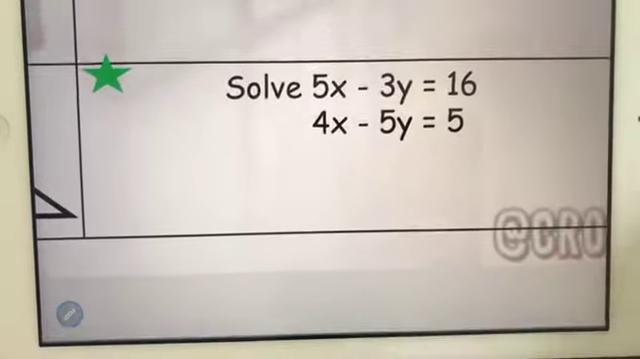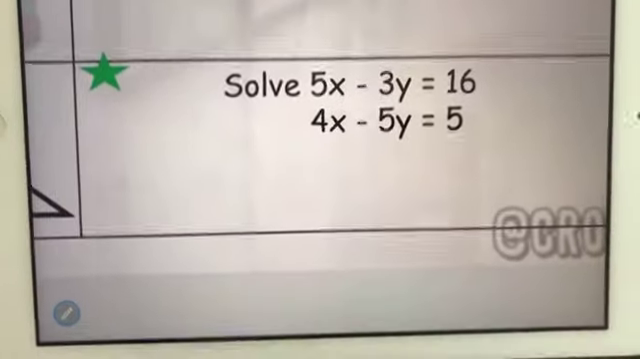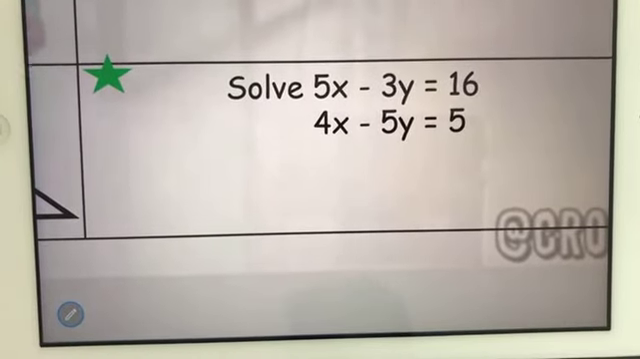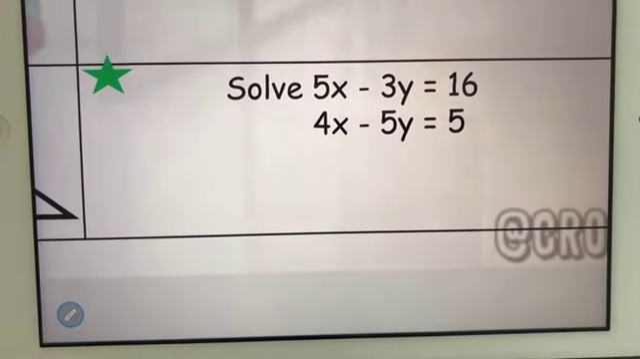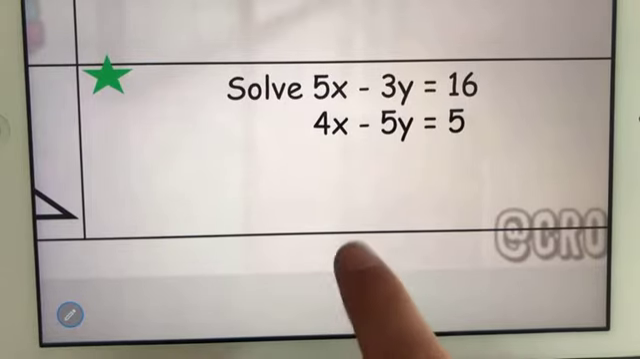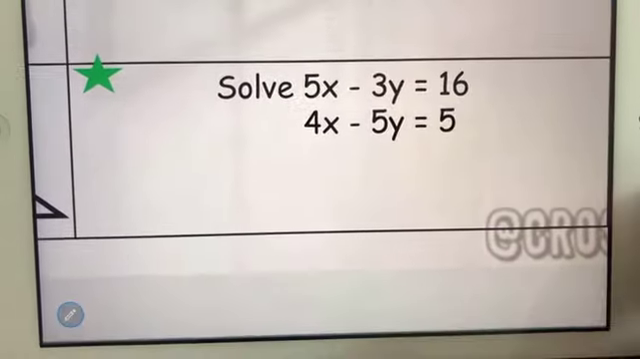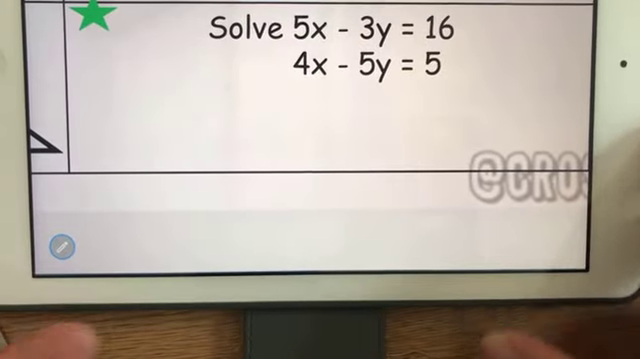Okay, I got 5x take away 3y equals 16, and 4x take away 5y equals 5. Now, this is just basic simultaneous equations, okay? They are a straightforward topic. You just got to get good at them.